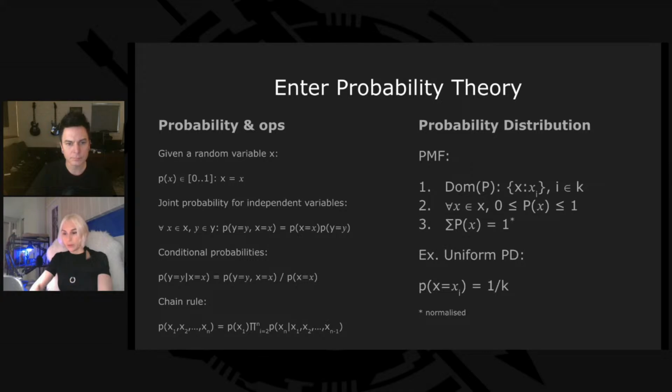A simple example is a uniform probability distribution. Let's say that you have a variable that can take values from 1 to 10. In this situation, if this is a random variable, the probability of each value will be 1 out of 10.